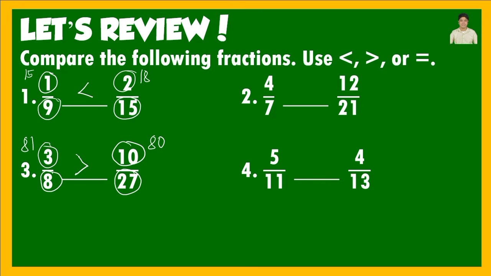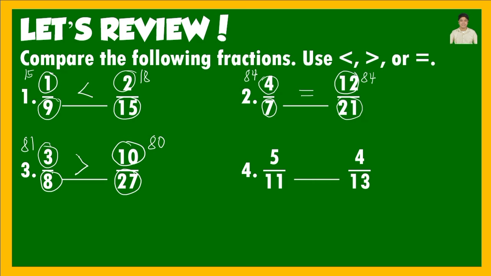Next, 4 over 7 and 12 over 21. So, 4 times 21, the answer or the product is 84. What about 7 and then 12? So, 7 times 12, the answer is also 84. So, as you can see, nakakuha tayo ng parehong product which is 84. Therefore, ang symbol nating ilalagay or isusulat is equal symbol.